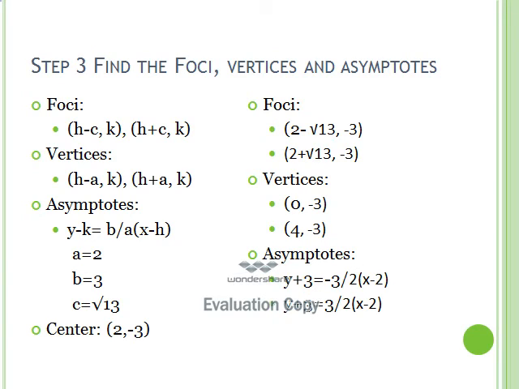For your asymptotes, you plug into the equation for the asymptote. So you get y plus 3, because 3 is negative, equals -3 over 2, x minus 2. And for the second asymptote, y plus 3 equals 3 over 2, x minus 2.